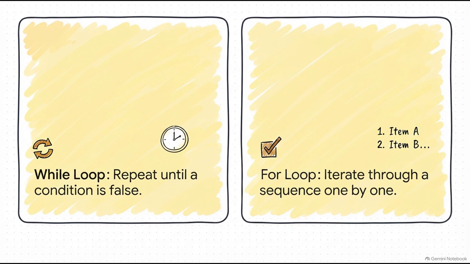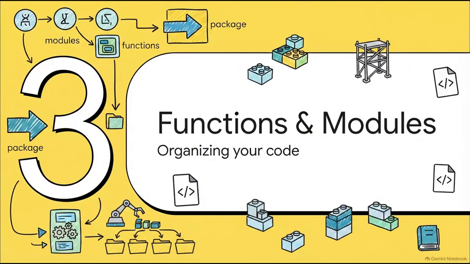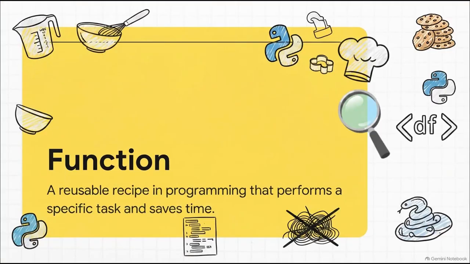It's a lot like tackling your to-do list, checking off items item by item. That brings us to Section 3, Functions, Modules, and Packages. Let's start with functions. You can think of a function exactly like a baking recipe. Instead of measuring out your ingredients from scratch every single time you want to bake cookies, you just follow the recipe you already made. In programming, you use the def keyword to create a function, which is really just a reusable block of code that performs a specific task.